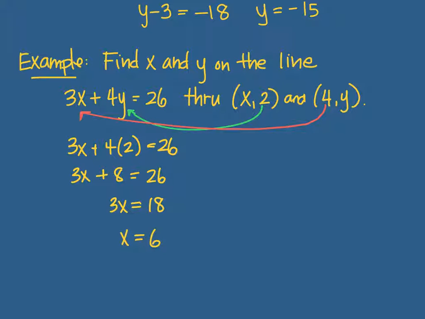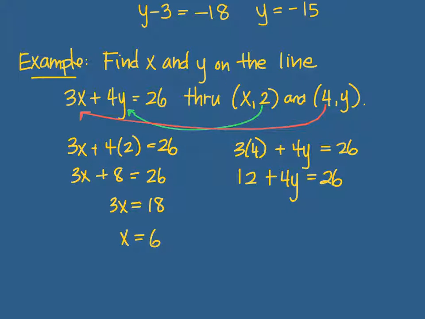So then we'll have now 3, substitute the value of 4 for x, plus 4y, and that still equals 26. Everything's got to equal 26 because it's on this line. That's going to give me 12 plus 4y equals 26, and then we simplify that.